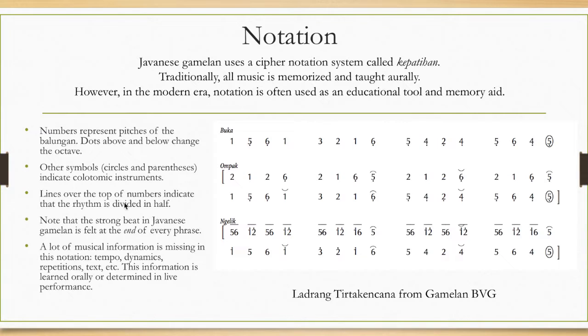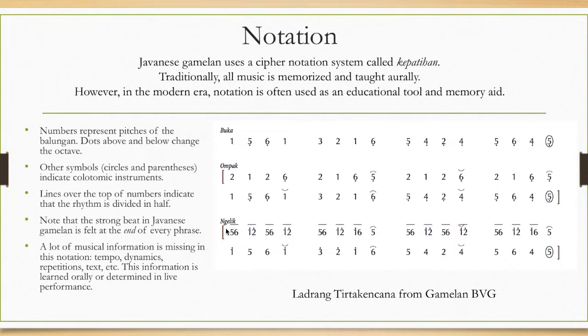The other symbols that you see, circles and parentheses, are for colotomic instruments, right? So this little half circle above a number indicates kenong. This little half circle facing upward indicates kempul, while this circled number indicates a large gong. The large gong symbol is really important, and we're going to be listening for that in a few examples, and we'll get to that here in a moment.